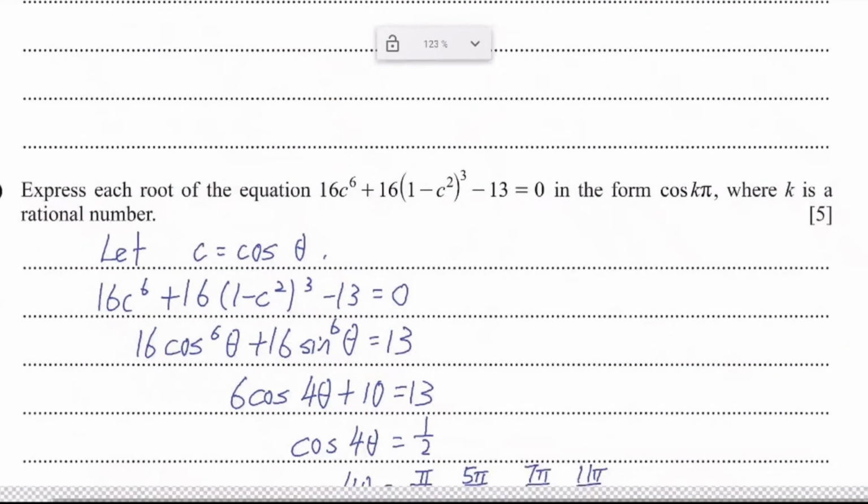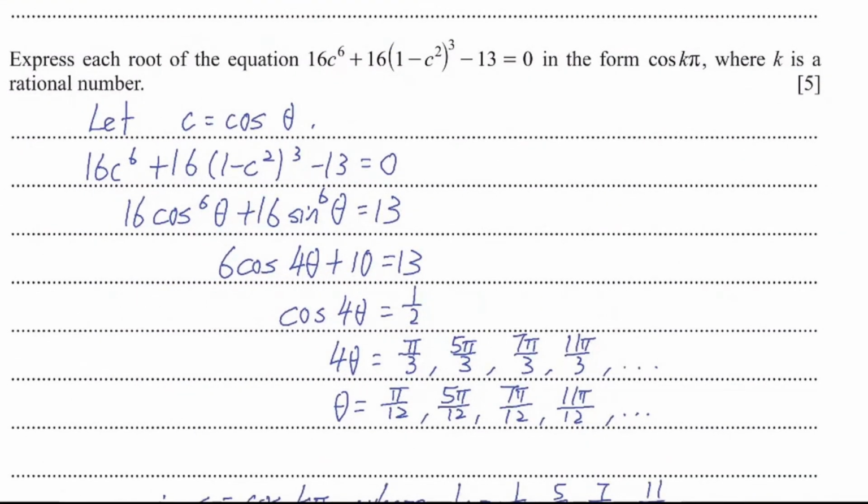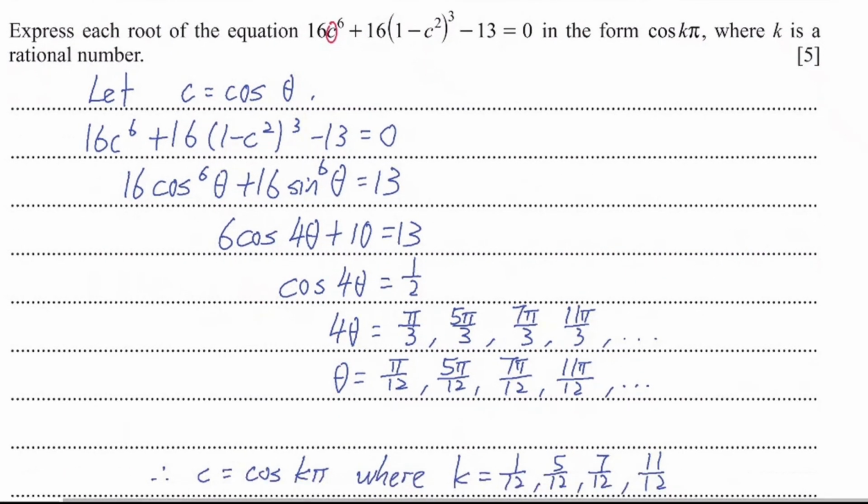There's a bit of the question for the last part here. Express each root of the equation in the form a cos k pi, where k is a rational number. What we have for this case is to let c be cos theta first. They say the root here is for the variable c, and that c has the form a cos k pi. So why not we just let c be cos theta first and see what happens from there.